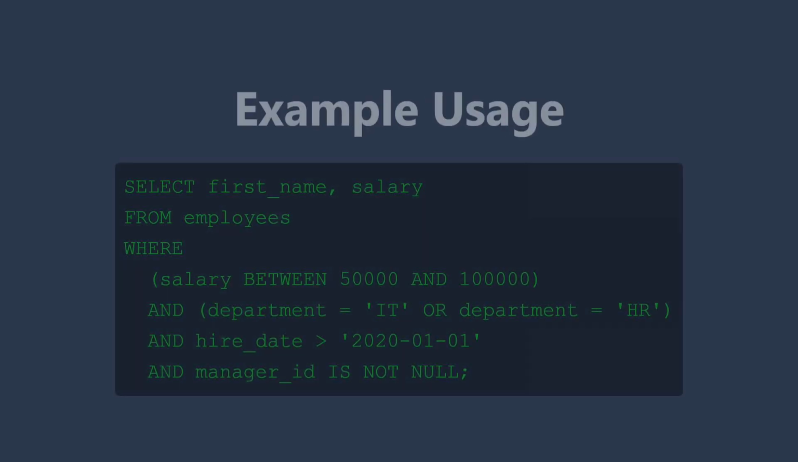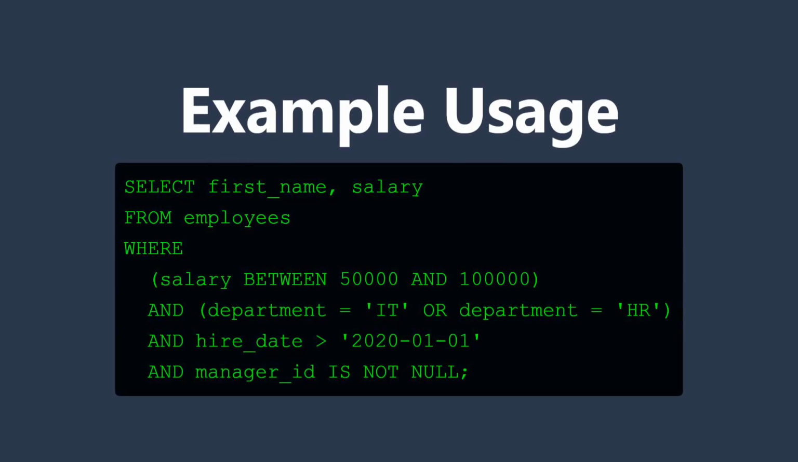Let's see the operators in action with a practical example. This query finds the employees with salaries between $50,000 and $100,000 who work in either IT or HR departments, were hired after January 2020, and have an assigned manager.